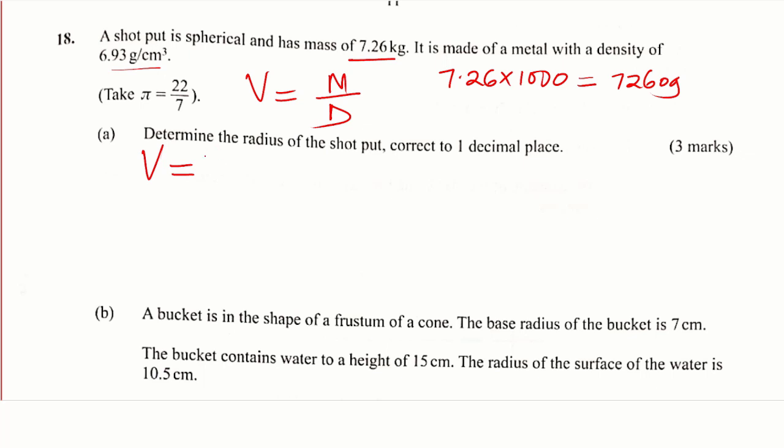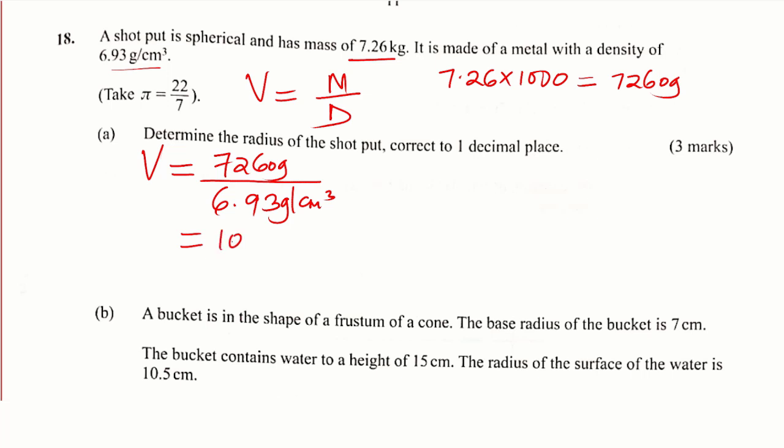Volume is equals to mass, which is 7260 grams, divided by density, which is 6.93 grams per centimeters cubed. So once you work out these, you will get the volume of this spherical shot put. So use a calculator to do this, and when you divide it, you get 1047.62, approximately 4 significant figures.